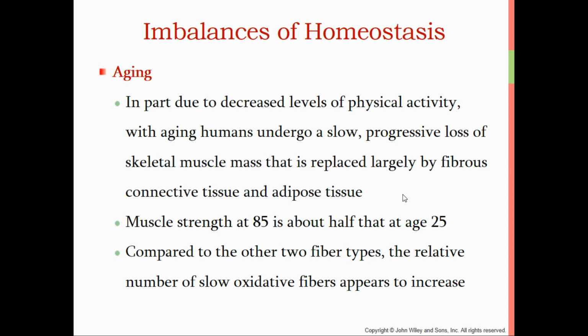Compared to the other two fibers, the relative number of slow oxidative fibers appears to increase. So as you get older, you start to have more slow twitch red than you did when you were younger and had a higher concentration of fast twitch red or fast twitch white. This is one reason you don't see professional athletes still competing at age 50. It's just part of getting old. Your body just can't do it anymore.